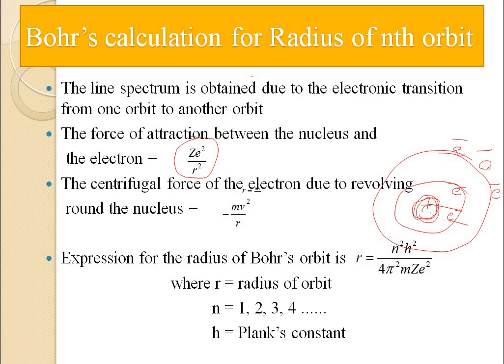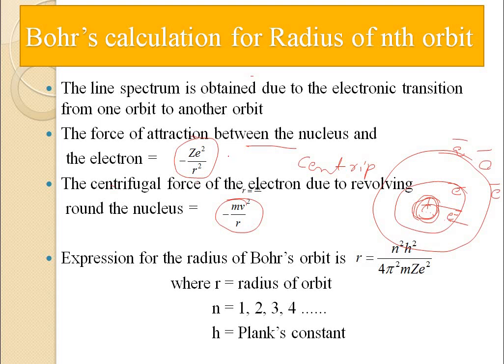And one more thing, the centrifugal force of the electron due to revolving around the nucleus. The force of attraction we can consider as a centripetal force. This electron is attracted by the nucleus, and at the same time the same electron gets repulsion from the electrons of the outermost shell. So that centrifugal force, due to revolving around the nucleus, we are considering as minus mv square by r.